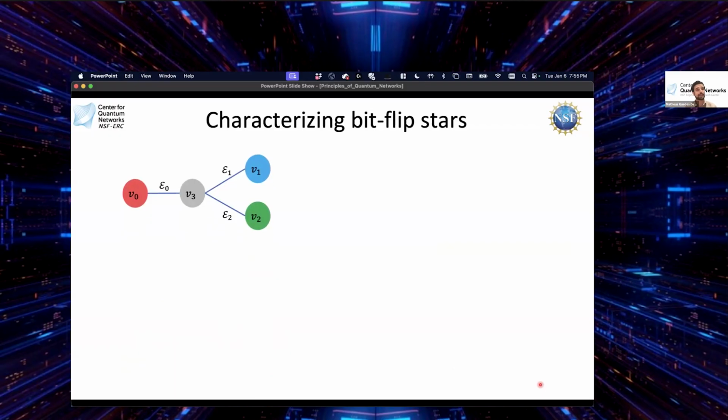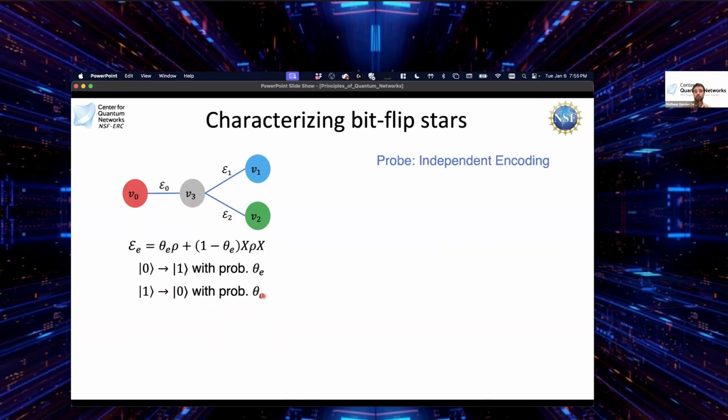So let's look at this very simplified topology where we have three end nodes interconnected by a single intermediate node, essentially a quantum star network. And each one of these links is a special type of Pauli channel, a bit flip channel, that works as follows. If you send a 0, you get a 1 with probability theta sub e. If you send a 1, you get a 0 with probability theta sub e.